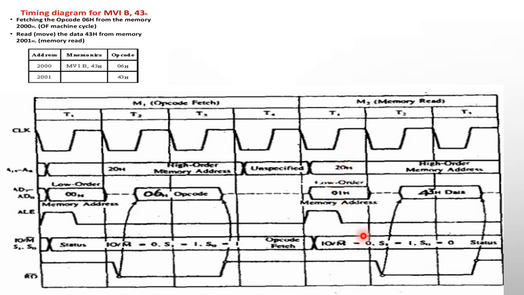In order to read the data, the RD bar signal should be low. It remains high once the opcode is fetched, and once again it goes low in order to read this data. So after reading the data, the process completes and the complete machine cycle comes to an end. This is how we have to draw the timing diagram for all the instructions. I will show a few more examples of drawing the timing diagram.